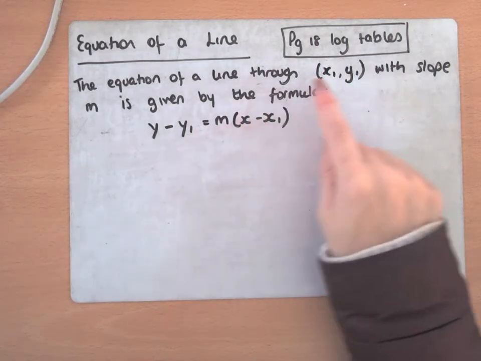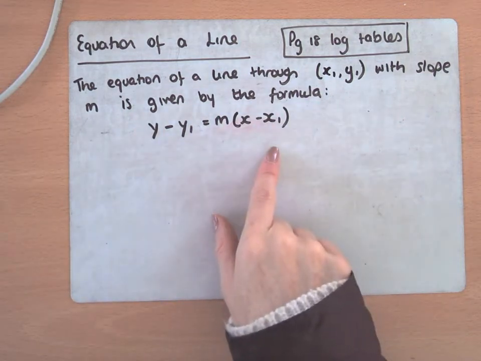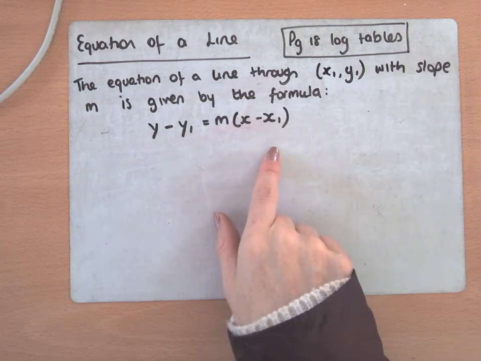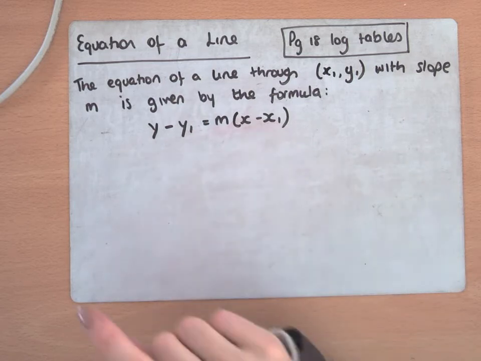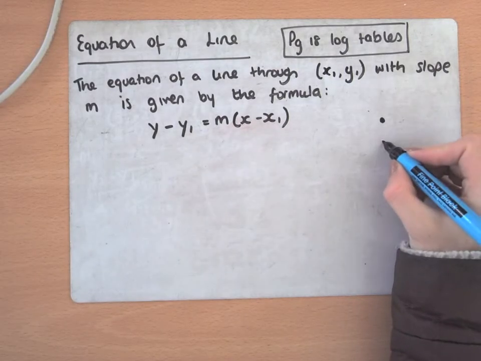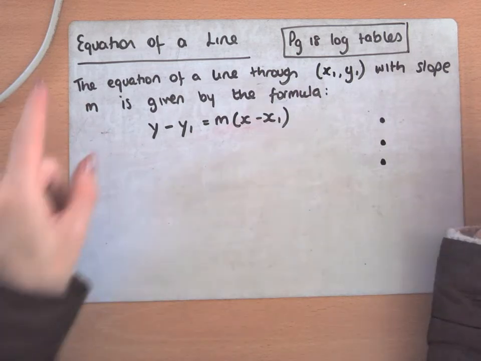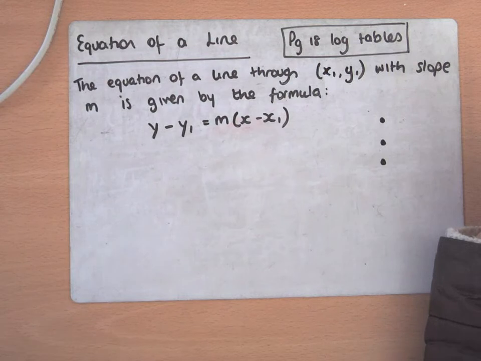So the equation of a line through a point with the slope is given by this formula. Basically, for equation of a line, we need three things. What do you think the three things we need are? What's given here? Like in a question, what do they have to give me in order to get the equation of a line?